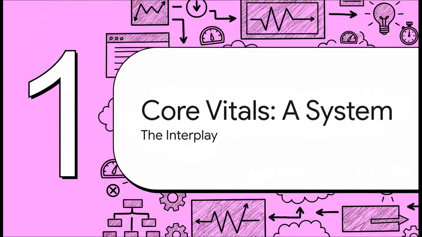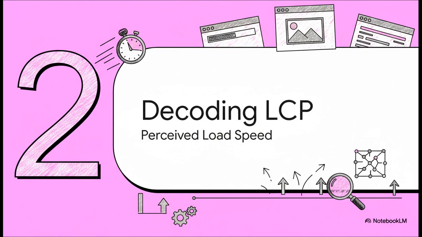And here's the absolute key. These metrics don't live in their own little bubbles. They are an interconnected system. It's like a three-body problem in physics. You push on one, and it inevitably pulls the others in ways you might not expect. Understanding this constant push and pull is everything if you want to build a truly performant experience, not just pass a single test. So let's start with LCP.